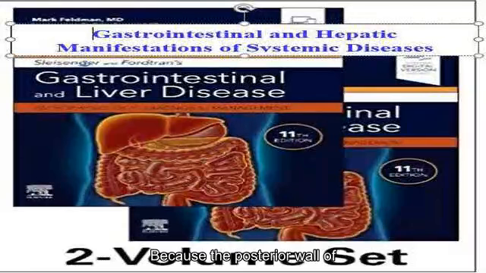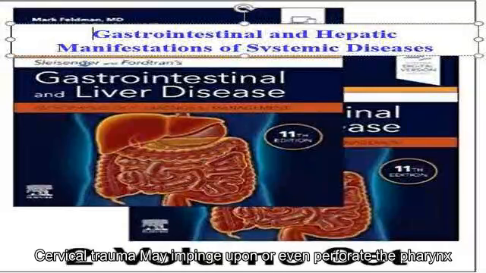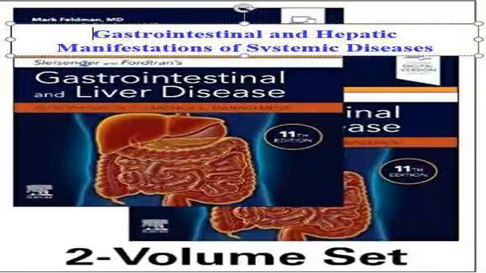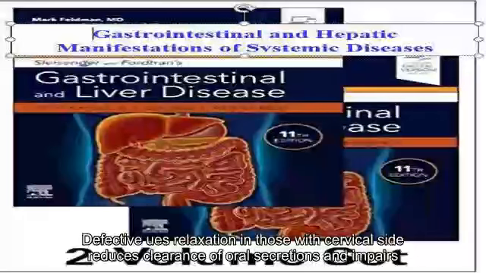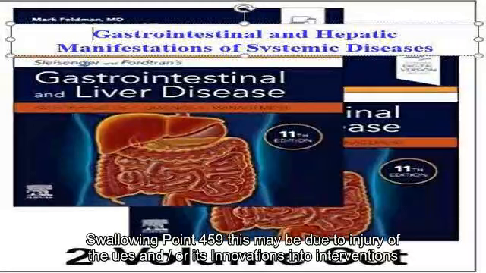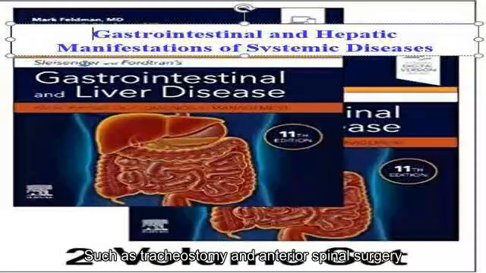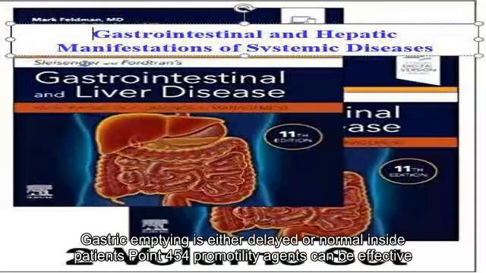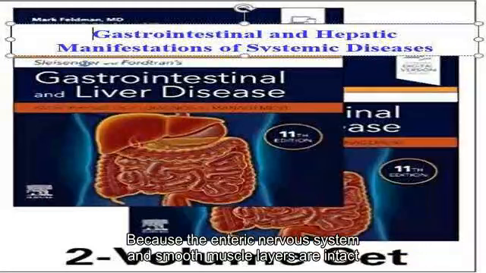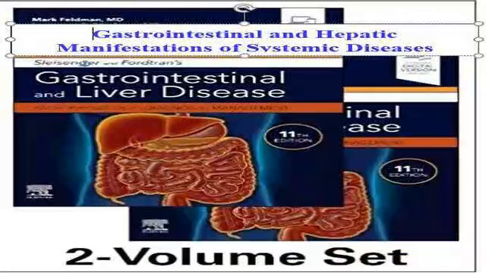Because the posterior wall of the pharynx lies adjacent to the cervical vertebrae, cervical trauma may impinge upon or even perforate the pharynx. Defective UES relaxation in those with cervical SCI reduces clearance of oral secretions and impairs swallowing. This may be due to injury of the UES and/or its innervations and to interventions such as tracheostomy and anterior spinal surgery. Gastric emptying is either delayed or normal in SCI patients. Prokinetic agents can be effective because the enteric nervous system and smooth muscle layers are intact.